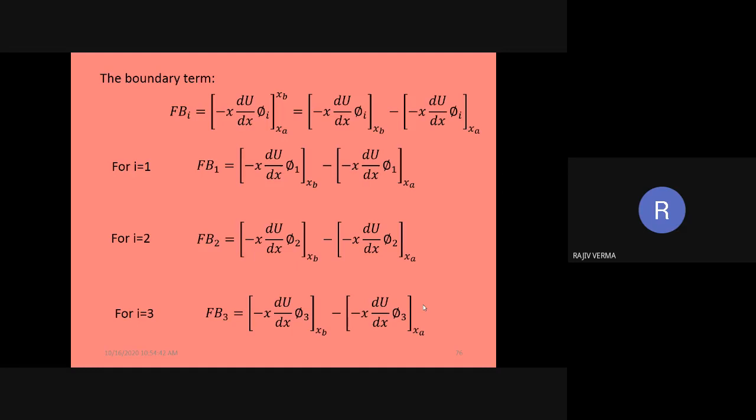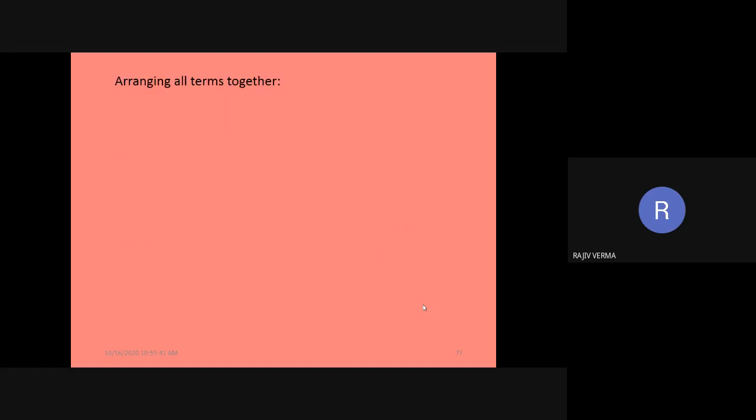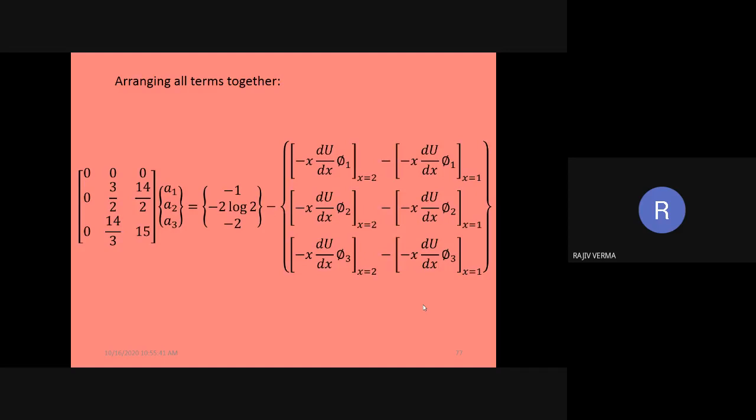Now arranging all the terms of the equation together, we get this equation on display. We have plenty of zeros in the stiffness matrix on the left. A1, A2, and A3 are the three unknowns. Then comes a column matrix containing three terms. First term is -2, second is -2 log 2, and the third is -2. This we have actually evaluated.